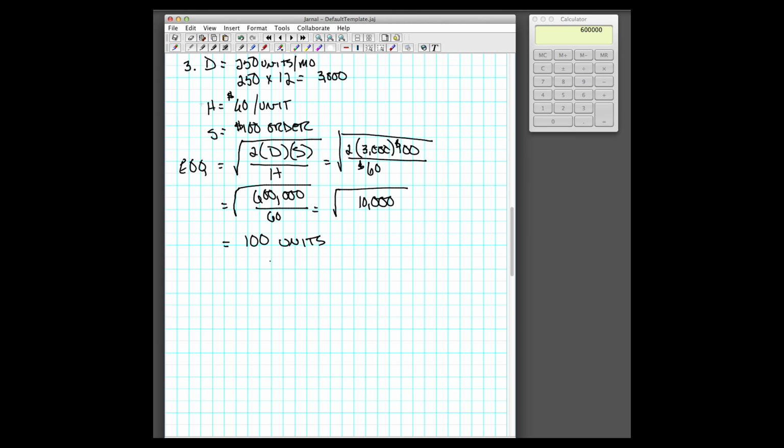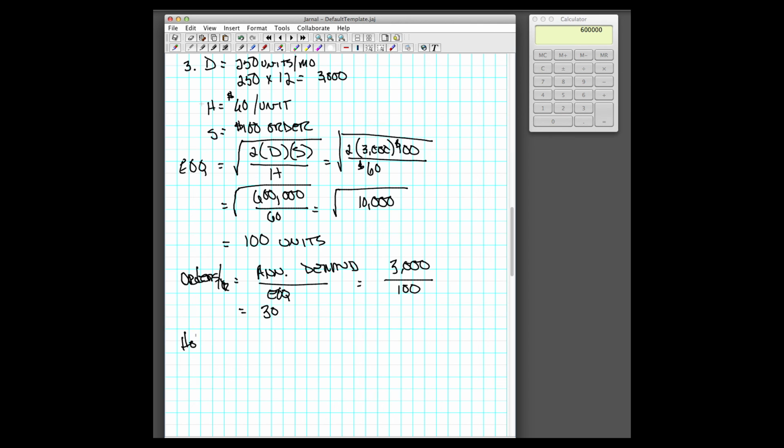And if we look at just the sequence of questions that are asked again, the orders per year is going to be nothing other than annual demand divided by EOQ, which is going to equal 3,000 divided by the 100 we calculated just above, 100 units, so our orders per year are going to be 30. Next question asks for holding costs.